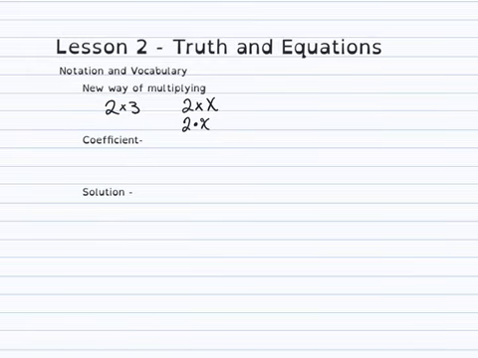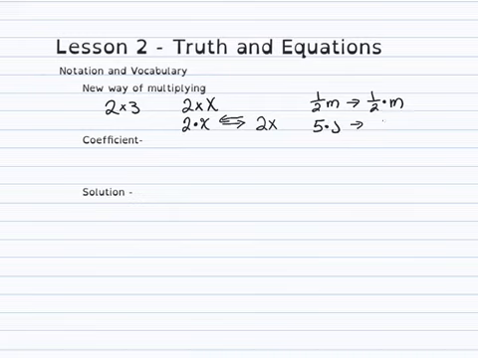But in algebra, oftentimes if I have a number next to a variable, I know it's going to mean multiplication, so I'm just going to write that as 2x, knowing that 2x is the exact same thing as 2 times x. Another example would be 1/2 m, which is the exact same thing as 1/2 times m. Or 5 times j would be the same thing as 5j. It's just getting used to seeing it in a new way.